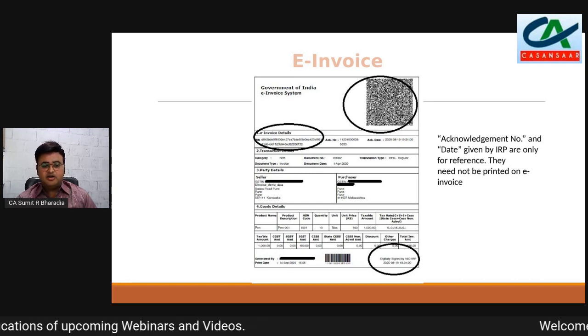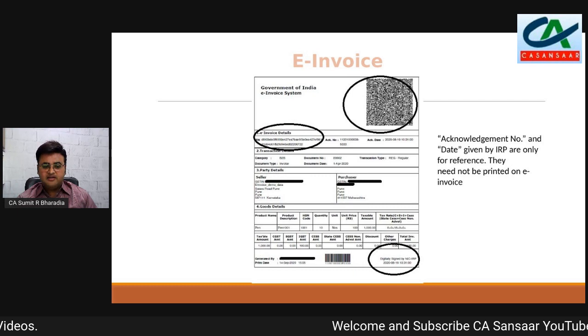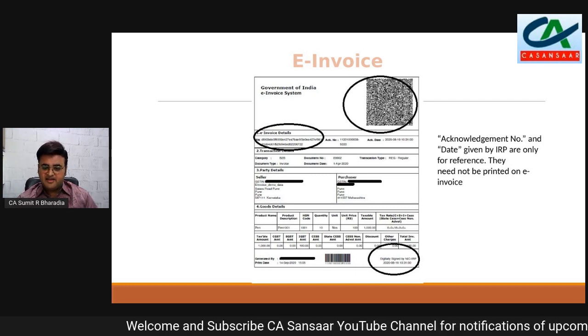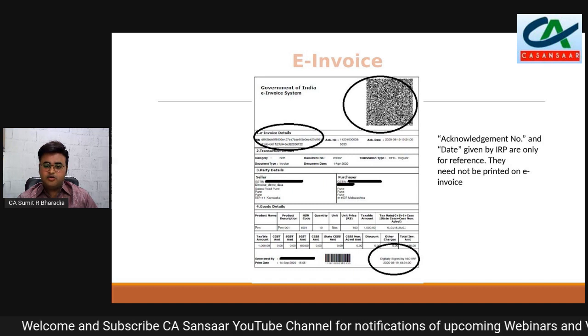This is the format or example of an e-invoice. As you can see, there is a QR code and the reference number, and it is digitally signed by NIC. That is the invoice registration portal.